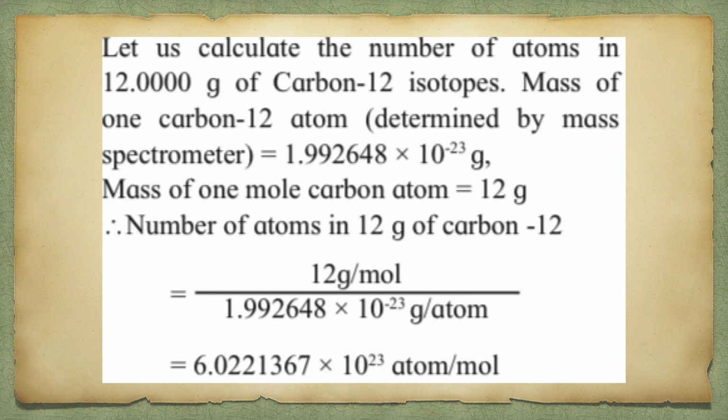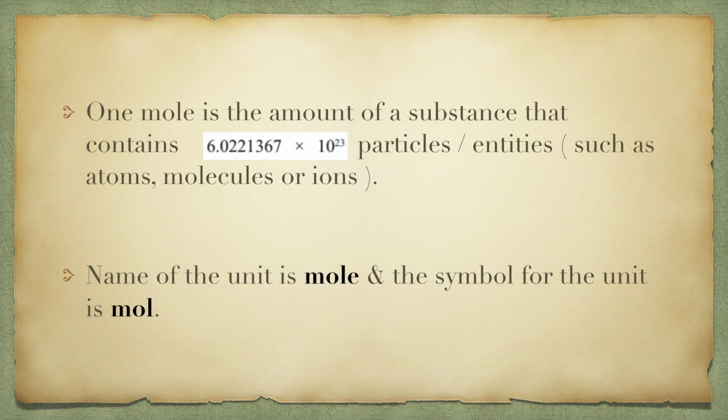So 1 mole is the amount of substance that contains 6.0221367 × 10^23 particles or entities such as atoms, molecules or ions, and the name of the unit is mole, and the symbol for the unit is mol. Hopefully you understood this.